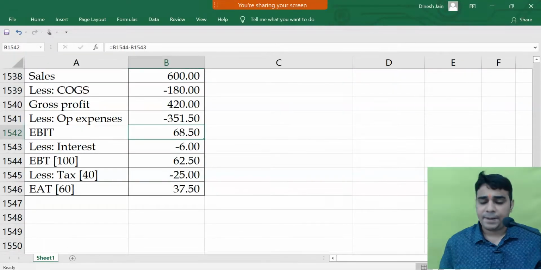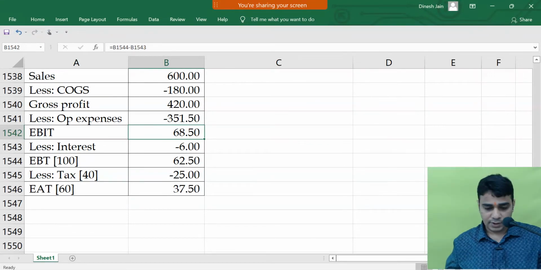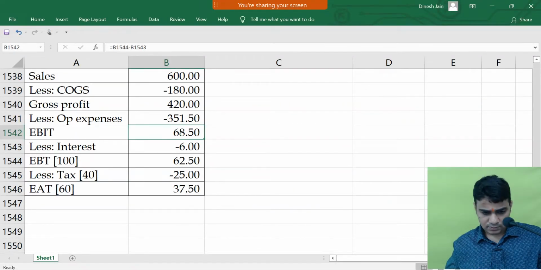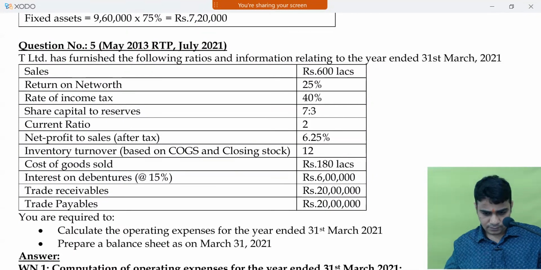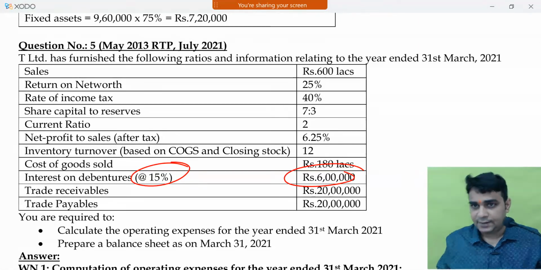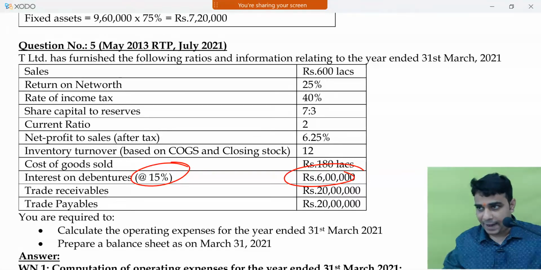Any doubts on this OPEX balancing figure? 351.5. No, so they've said interest on debenture is 6 lakh. This at 15% is for a reason. They have not said debentures is 6 lakh. They've said interest on debenture is 6 lakh. At 15% will help you in calculating the amount of debentures. If you divide 6 lakh by 15%, you will be able to tell how much is the value of debenture, which is going to help you in your balance sheet side.